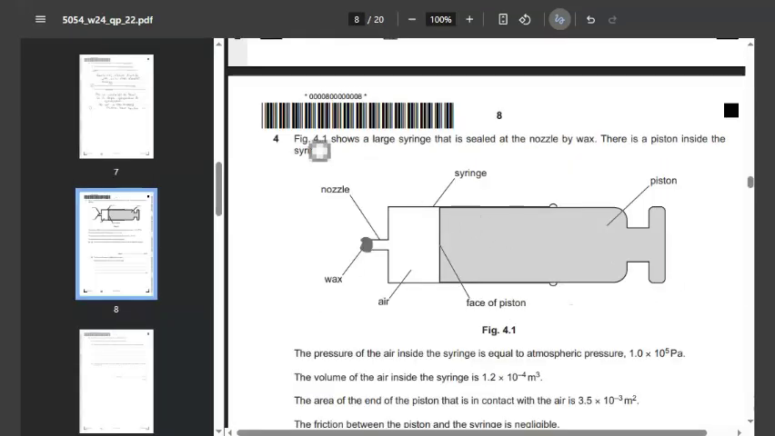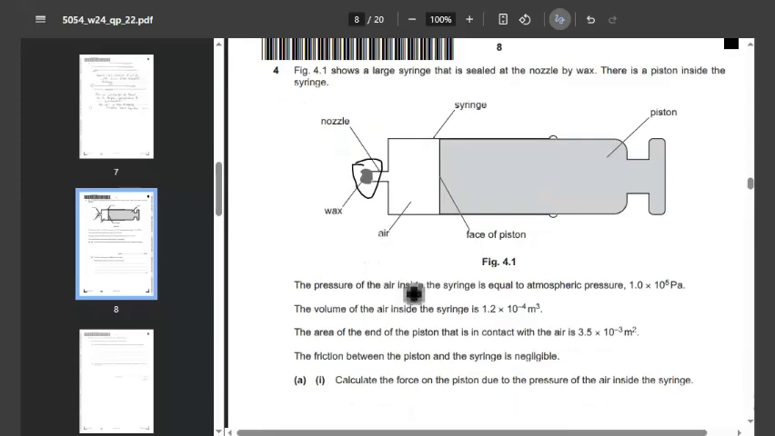Now we will be starting question 4. Figure 4.1 shows a large syringe that is sealed at the nozzle by wax. There is a piston inside the syringe. So this is a syringe, there is a piston right here, and the end of the syringe, which is the nozzle, is sealed with wax. The pressure of the air inside the syringe is equal to atmospheric pressure 1.0 into 10 to the power 5 Pascal.